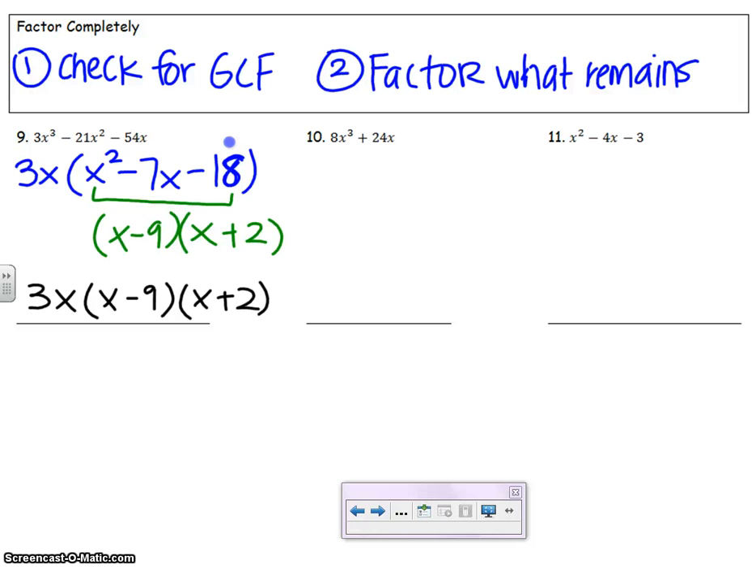Number 10 is quite a bit different. We only have 2 terms, and so we see that we can take an 8 and an x out of both. So when we take out 8x, we're left with x squared plus 3, and we'll have that be x to the second power. Now there's nothing else that we can do because x squared plus 3 isn't anything that can still be factored, so this is going to be our answer.